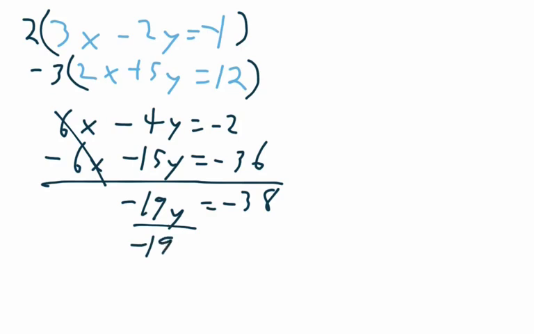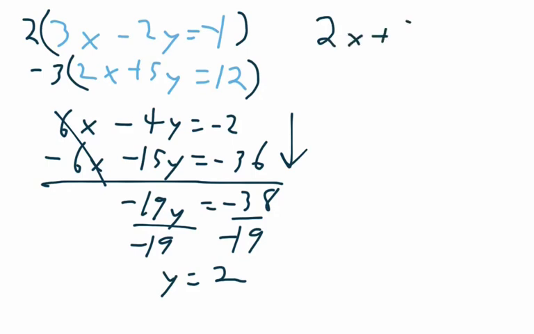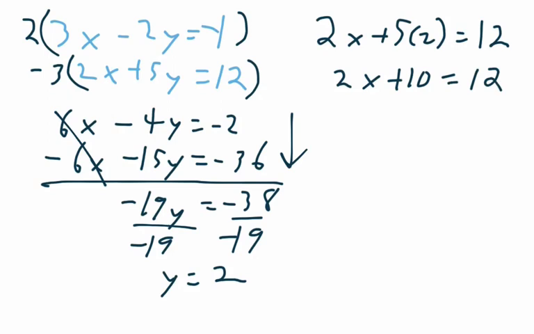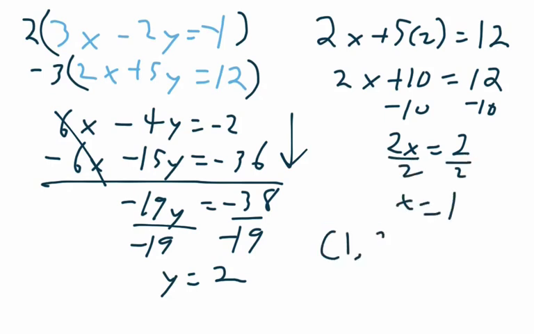Divide both sides by 19. Got those two numbers here from adding going down. And y is equal to 2. We can put it into the bottom equation again. So 2x plus 10 equals 12. Subtract 10. 2x equals 2. So x equals 1. My answer is 1, 2.